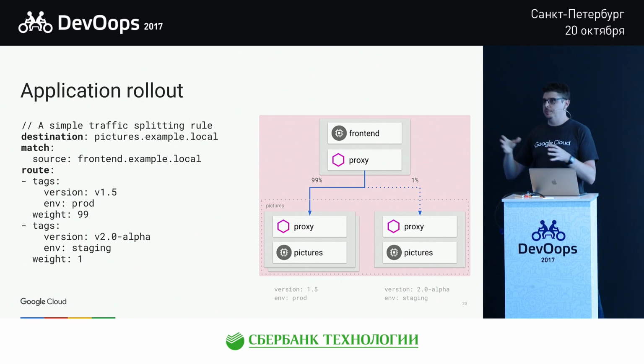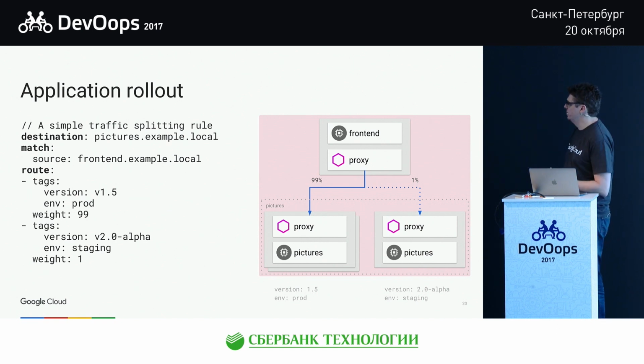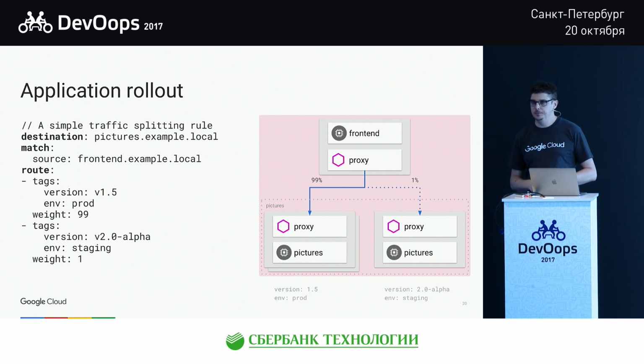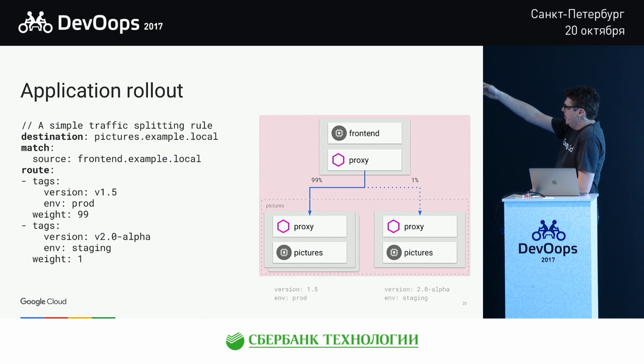With Istio we can deploy whatever number we like and we can say whatever percentage we like gets sent to these new versions. So here's a simple traffic splitting rule. So for all traffic from the front-end service that's destined to the pictures service, we'll say we want 99% of that traffic to go to the thing which has the version 1.5 label and the environment prod label. And we can say 1% of the traffic goes to the 2.0 alpha that we've deployed.